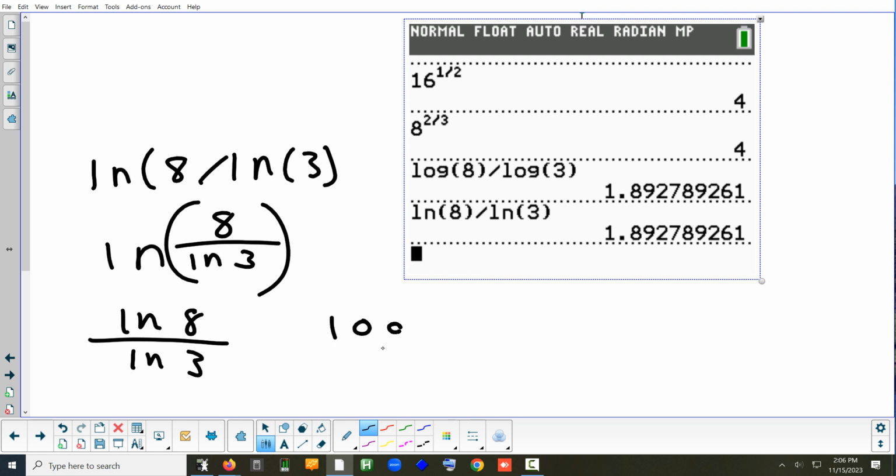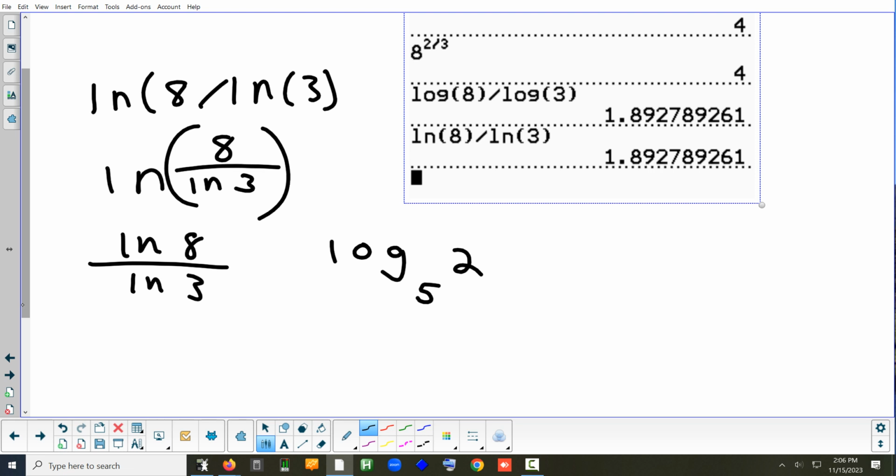What if I asked you to find this? Log base 5 of 2. If that was a problem on last night's homework, we would have gone like this. Right? We would have put equals x, because we wouldn't have known. How do you write this in exponential form? What's your base? 5. X equals... What's your exponent? X. And what's your argument?